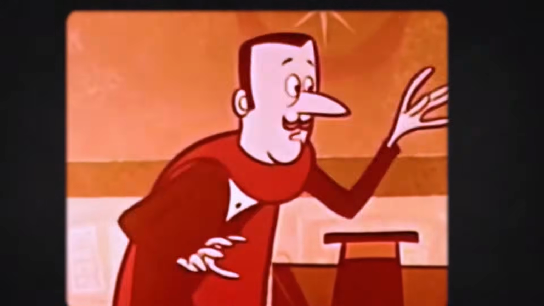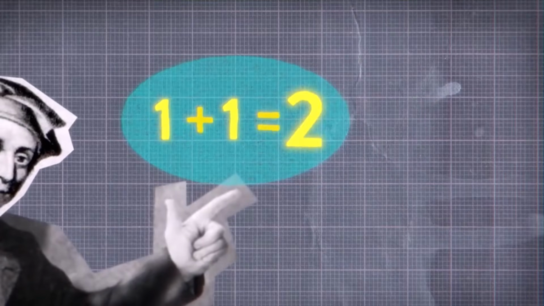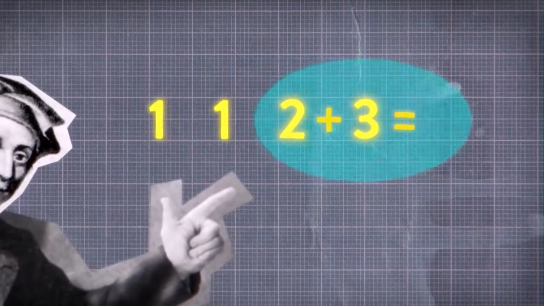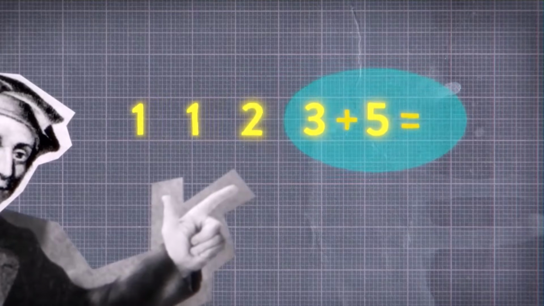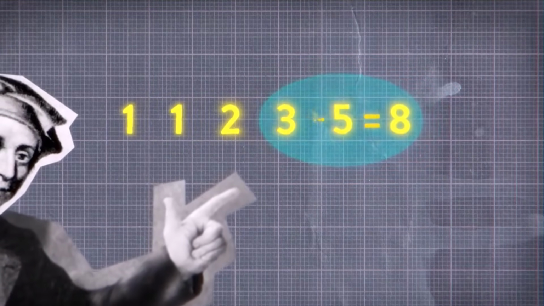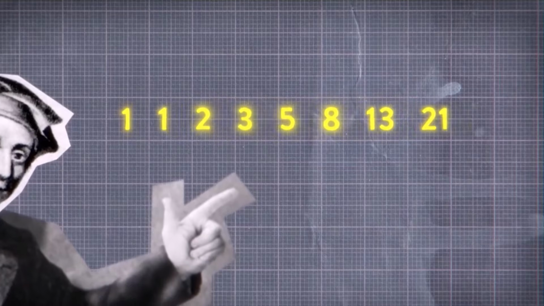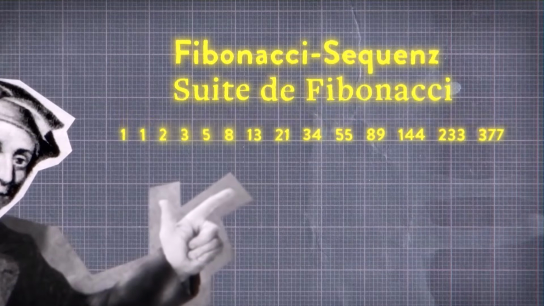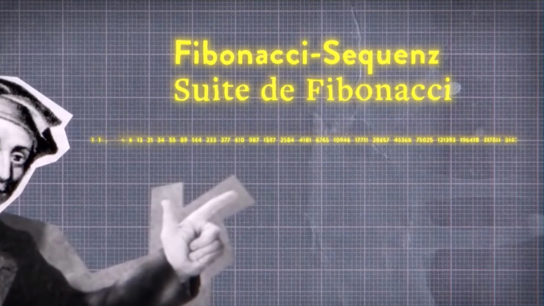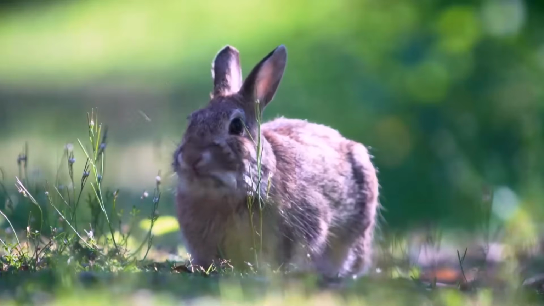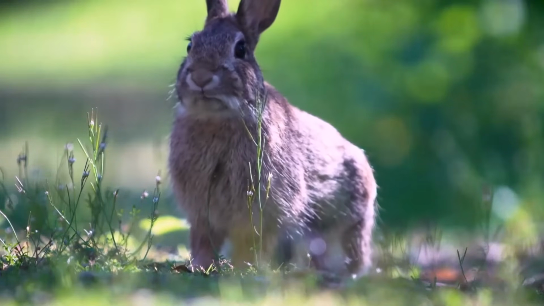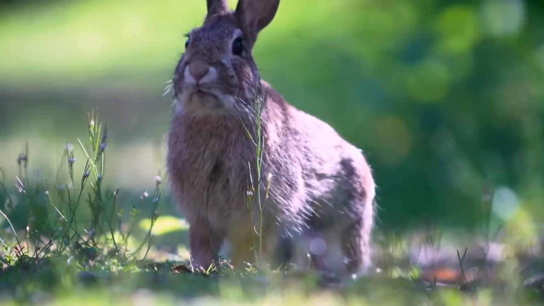Without rabbits, it is even clearer. 1 plus 1 makes 2. 1 plus 2 makes 3. 2 plus 3 makes 5. 3 plus 5 makes 8. 5 plus 8 makes 13. And so on, indefinitely. This is the Fibonacci sequence. Even if Fibonacci did not discover it in the strict sense, his rabbit problem made it famous. And this sequence shows up everywhere in nature.